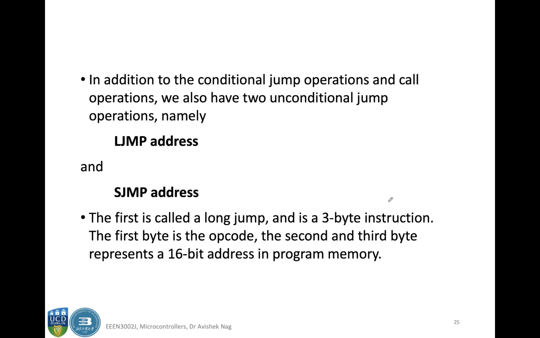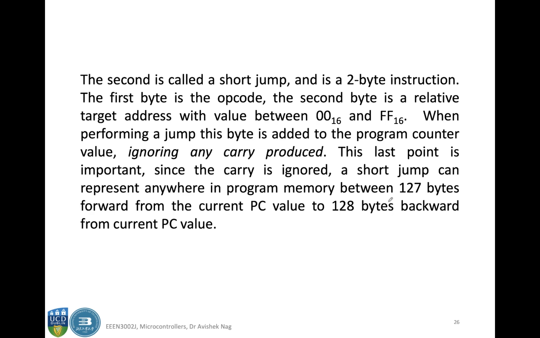So there are conditional jump operations and call operations also. So you have two unconditional jump operations, a long jump and short jump. The first is called a long jump because it's a 3-byte instruction. The second and third byte obviously give you the 16-bit address where you need to jump. And the second is called a short jump, and this is a 2-byte instruction. The first byte is the opcode and the second byte is a relative target address with value between 00 and FF. So what does this mean?